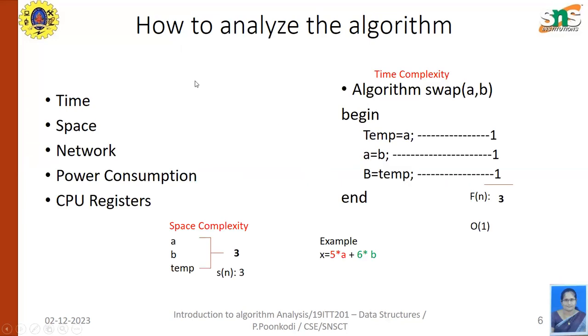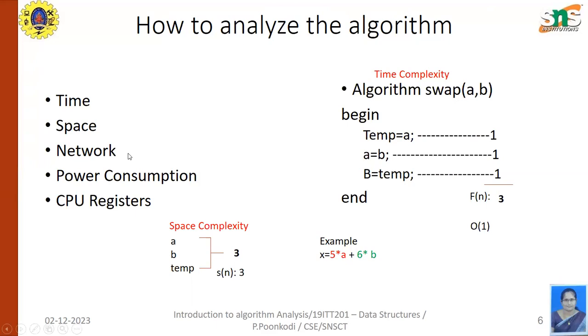Next, how to analyze the algorithm? The algorithm will be analyzed on 5 bases: time complexity, space complexity, network usage, power consumption, and CPU register. CPU register is nothing but the number of registers which you have used to store your data. For power consumption, after you develop your application, how much power is consumed by it should be taken care of here.